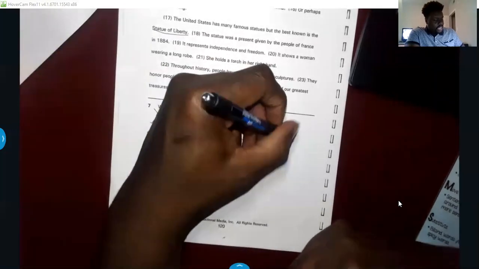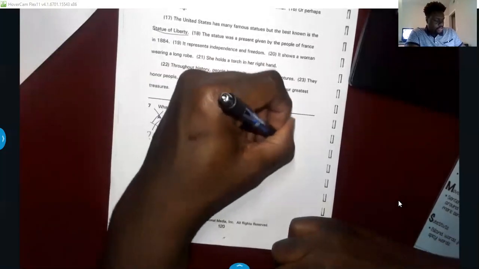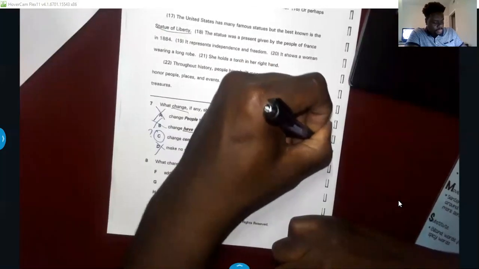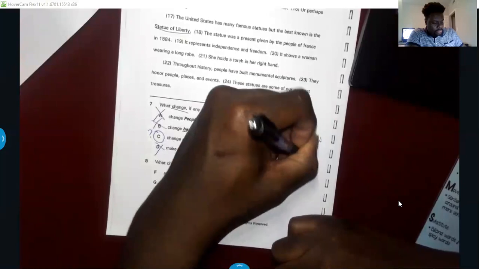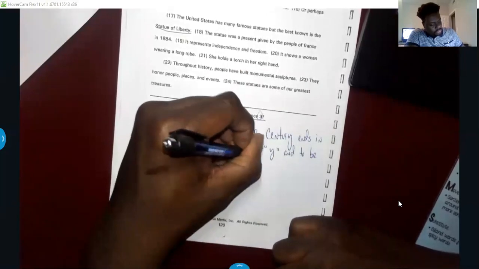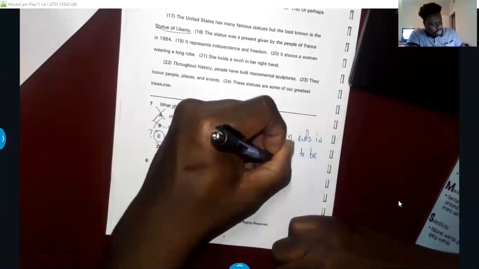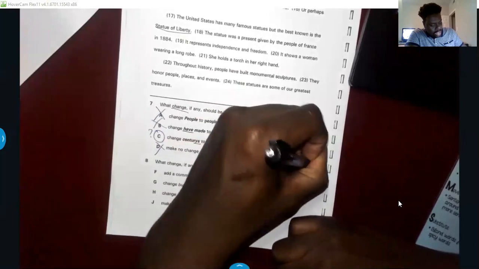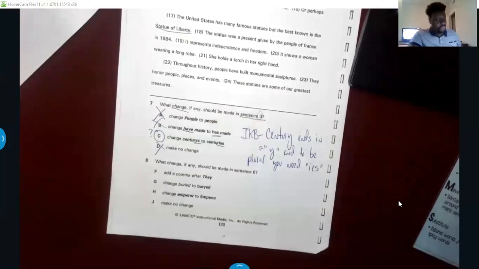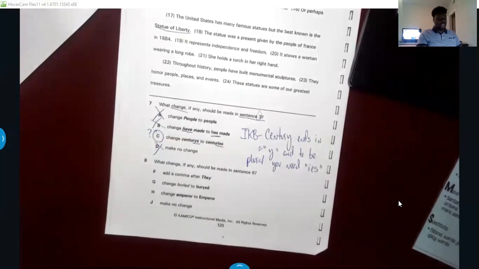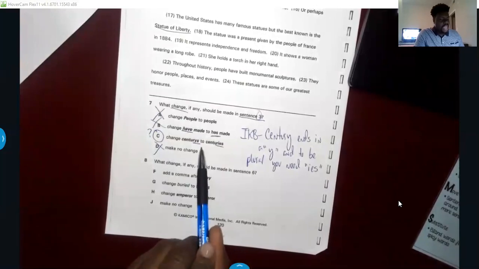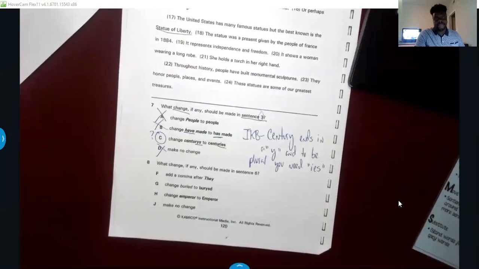So I know because century, which means 100 years, ends in a Y, and to be plural, you need IES, right? Century ends in a Y, and to be plural, you need IES because it's talking about more than one. It says for centuries, so hundreds and hundreds of years they've been doing that. So we can't have YS, it needs to be IES.